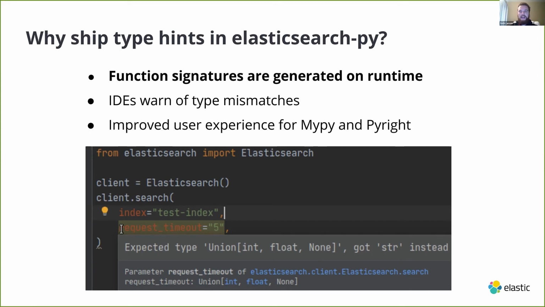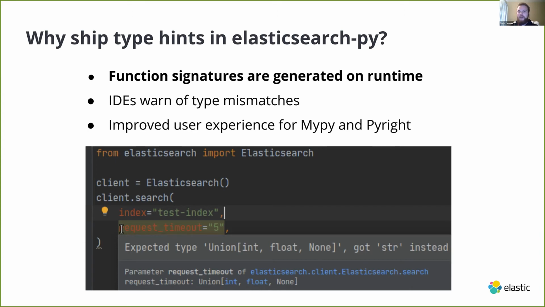The other nice thing is that IDEs have this feature, which I'm showing down here in this picture, that actually tells you when a type isn't right before you even run it. So this parameter, request timeout, expects an int or a float, but you're passing in a string in this example. And so it highlights it in yellow and says, hey, you're supposed to pass in these types, not a string. This specifically is PyCharm, which is the IDE that I use. But there are other IDEs like VS Code, and they all do this.